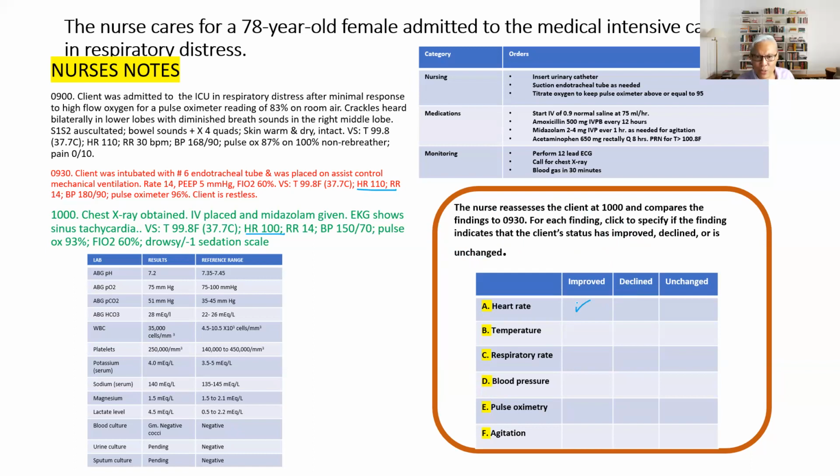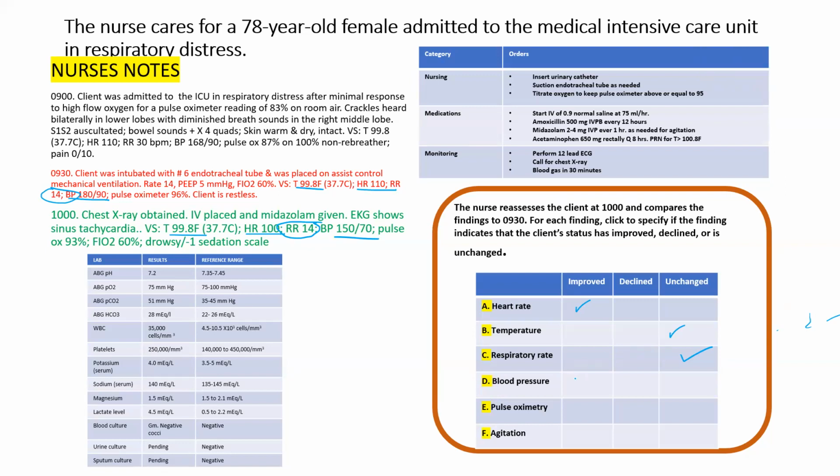Obviously, he's not as physiologically stressed as he was. How about the temperature? The temperature was 99.8, and now the temperature is 99.8. So what should we put? Unchanged. Very good. The respiratory rate was 14 over here, and the respiratory rate is 14. This is also unchanged. And the blood pressure, what was the blood pressure? 180 over 90. And the blood pressure is 150 over 70. So improved. Improved, very good.